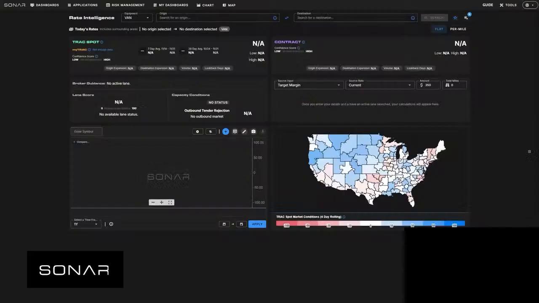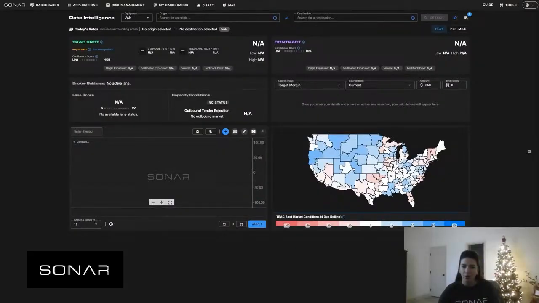Last week, we went over our insight pages to help keep you up to date on market conditions as well as get ahead of any shifts that may occur. And this week, I'm going to go over our single lane pricing tool, which is Rate Intelligence. So let me share my screen with you and we'll jump right in.